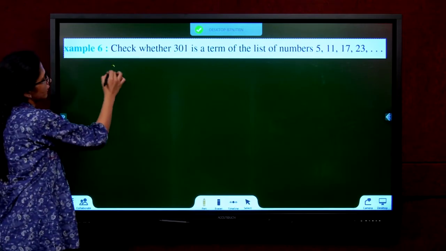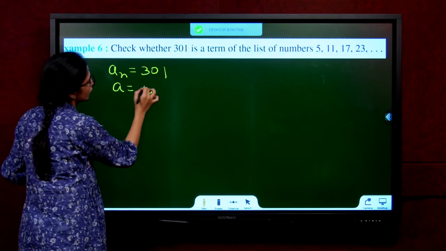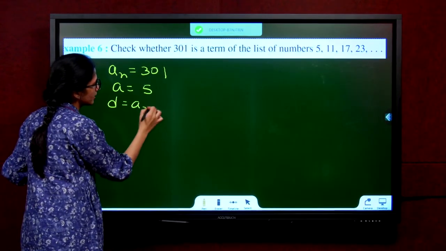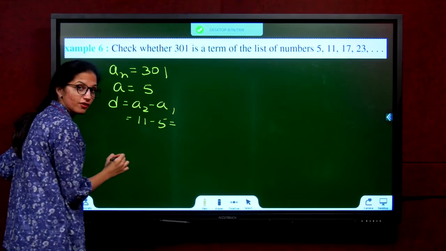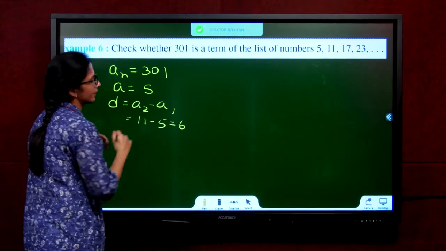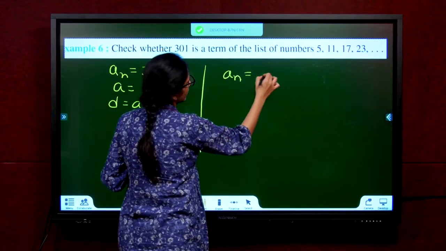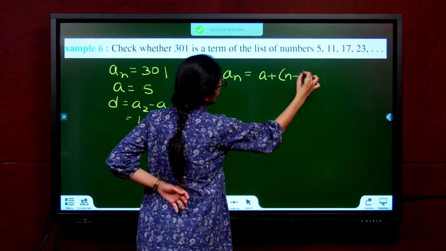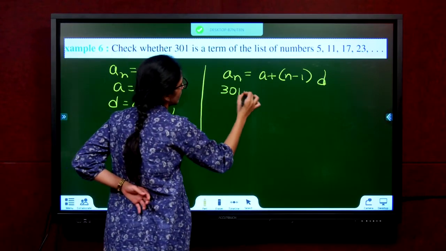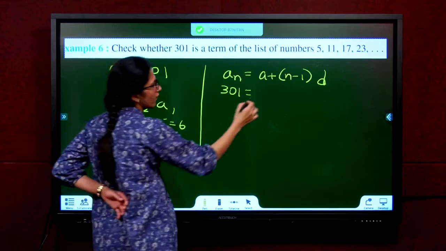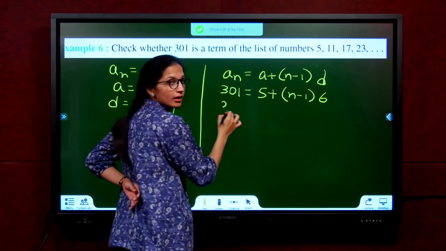How to do it? They have given AN is 301. A over there is 5. D is A2 minus A1, which is 11 minus 5. How much is 11 minus 5? 6. Now apply the formula. AN is equal to A plus n minus 1 into D. AN given here is 301. A given here is 5, plus n minus 1 into 6.